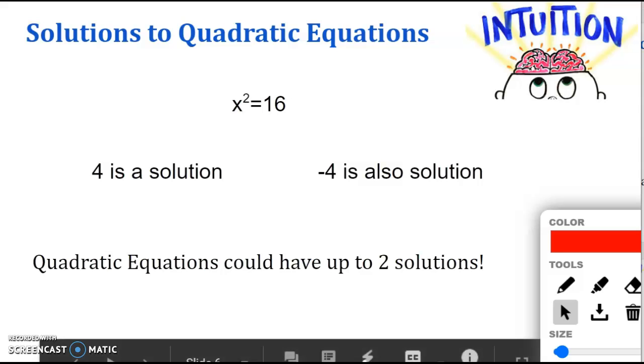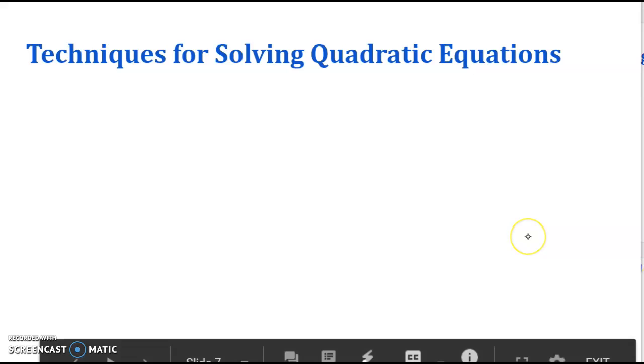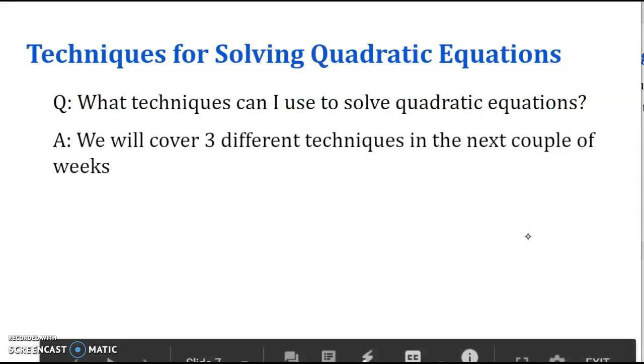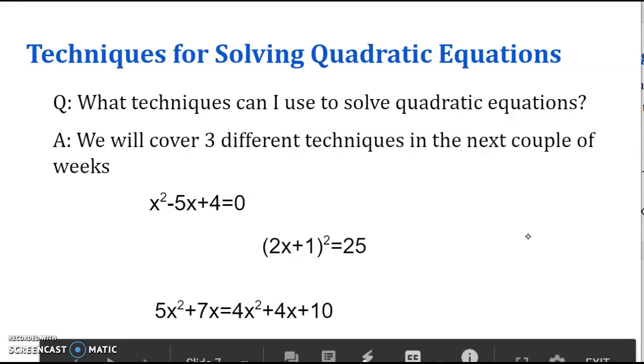But we'll talk about 0 and 1 solutions a little later on, but for now we're going to focus on 2 solutions. Techniques for solving quadratic equations. So what technique can I use to solve quadratic equations? We're going to be covering 3 different techniques in the next couple of weeks to solve equations like x squared minus 5x plus 4 is equal to 0, or 2x plus 1 all squared is equal to 25, or 5x squared plus 7x is equal to 4x squared plus 4x plus 10. More complicated, many different forms of quadratic equations, but we are going to be solving them.